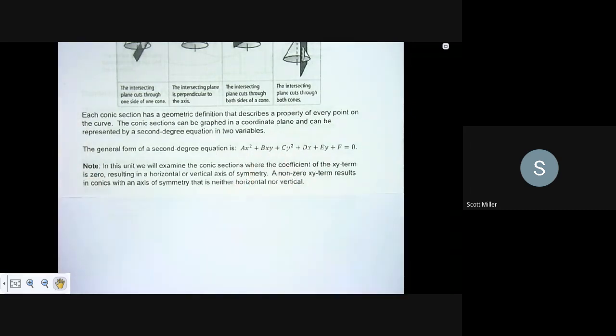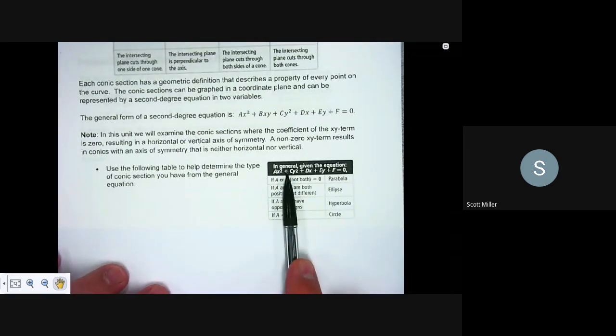In this unit, we're going to examine the conic sections where the coefficient of the xy term is 0, resulting in a horizontal or vertical axis of symmetry. A non-zero xy term results in conics with an axis of symmetry that is neither horizontal nor vertical. So in other words, it rotates it, and we're not going to worry about those types so much. If you decide to go into the science of orbits and planets and stuff like that, then you will definitely be dealing with a coefficient here that is not 0.